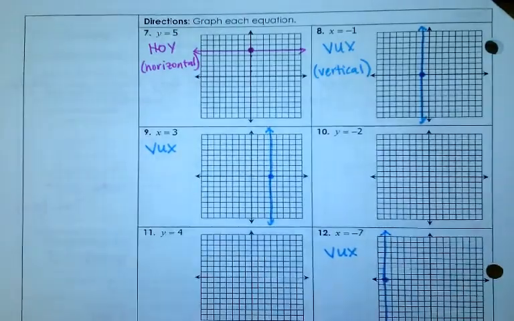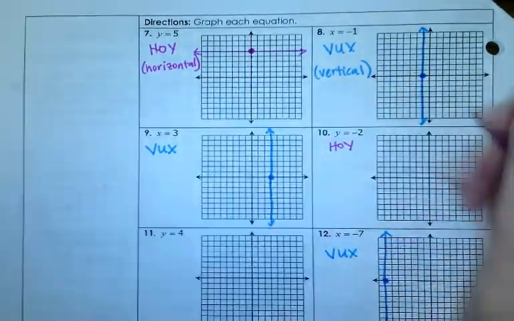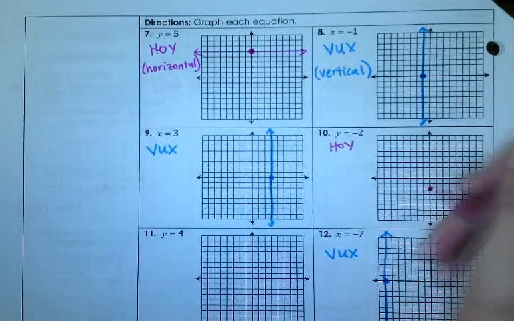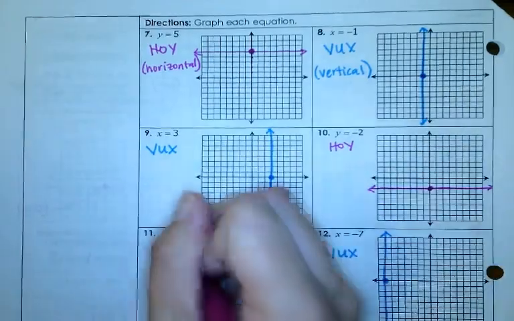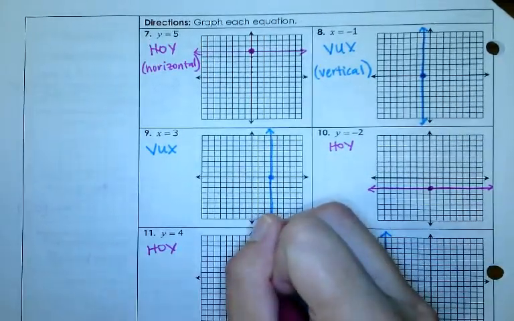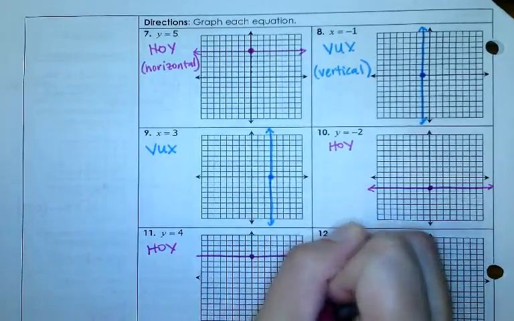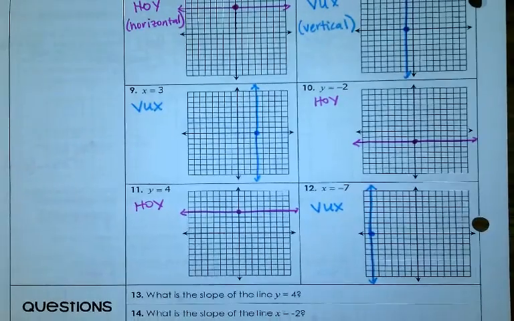How are you guys feeling about this? Pretty good? Or not so much? Am I going too fast? Am I going too slow? Maybe. Alright guys? So this is going to be quite a bit of your homework, where you are literally just graphing horizontal and vertical lines. Alright? So it's not uber complicated.